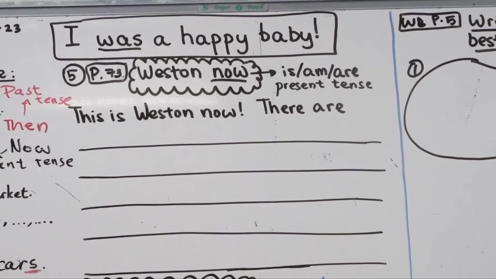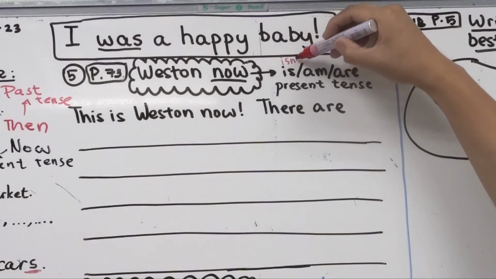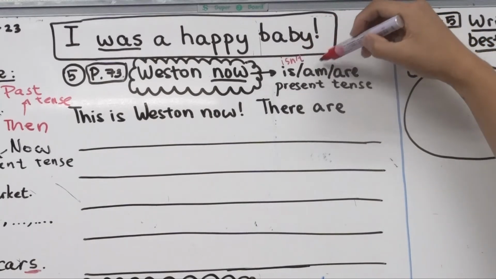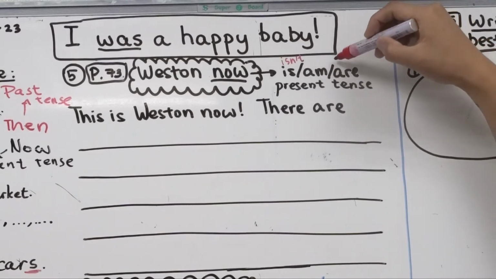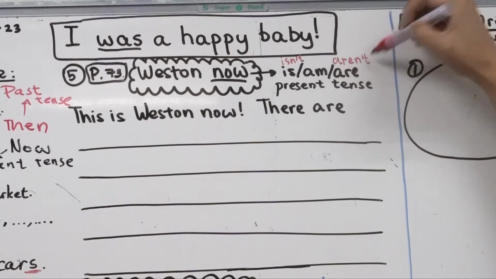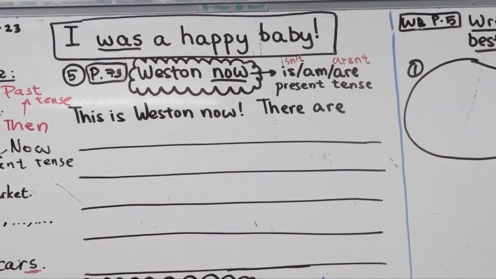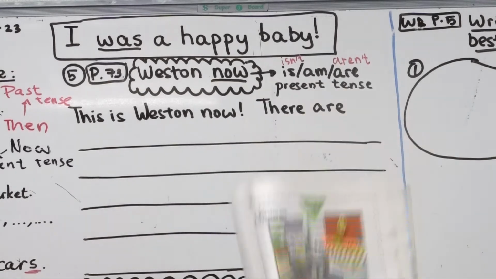Alright? But if we're talking negative, then we will change is to isn't. Am, we don't really need to use am here because we're talking about a place, not yourself. And if it's a negative, then we use aren't. But let's try to see if we need to use the negative form. Maybe we don't need to use them, okay? So let's look at the photo and try to describe Weston, okay?